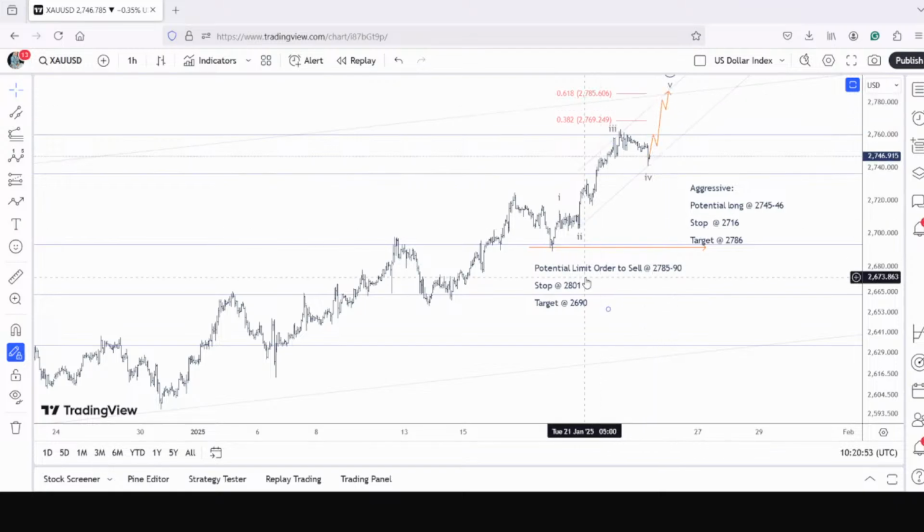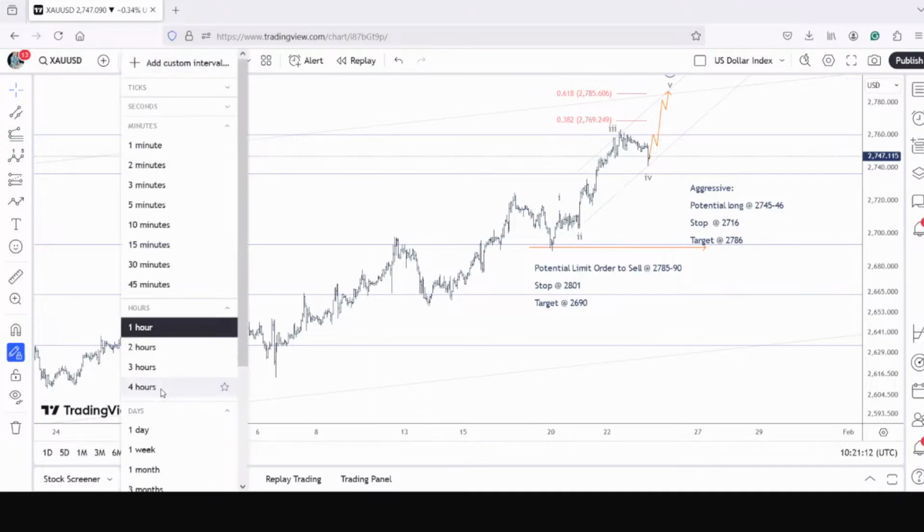Or if you're not an aggressive one, you'd like to have more price confirmation and towards the direction of the trend, then you might want to skip that particular wave, wait for prices to rally, and then turn lower from there. All right. Okay, so trade number three, gold.